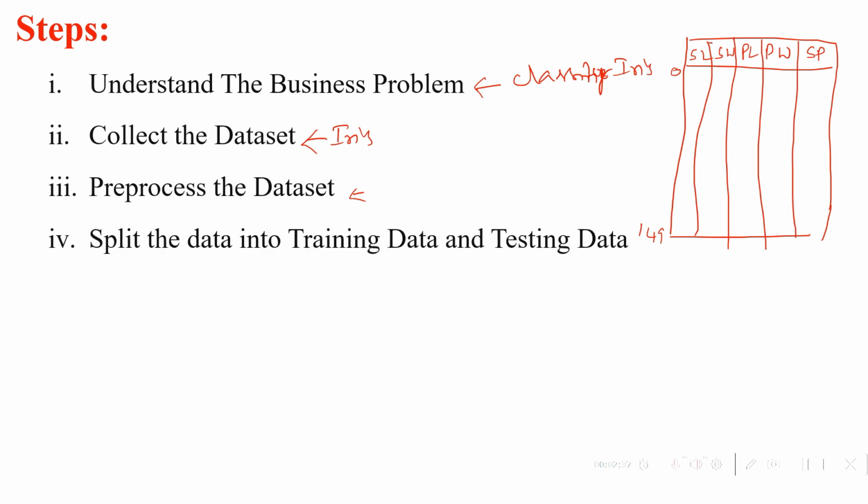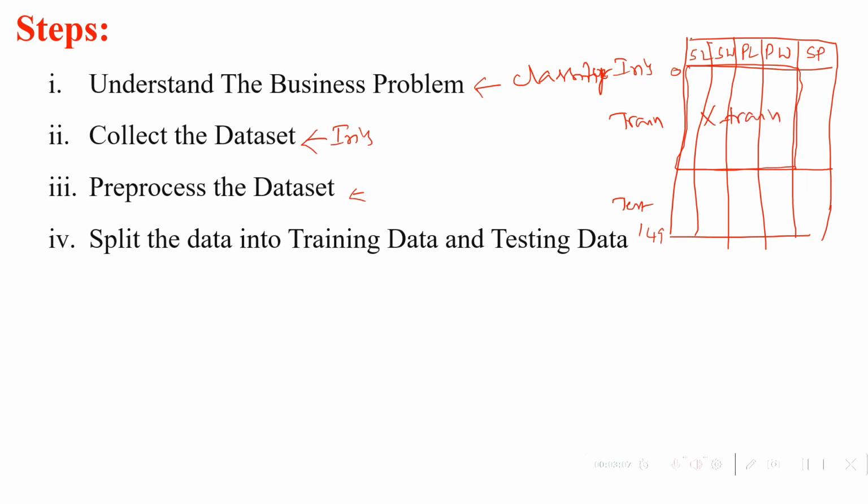Then split the data into training data and testing data. Out of the 150 rows, we are going to split the data into two parts: one for training purposes and one for testing purposes. Here the data is divided into four parts. First is X train, which contains the features.